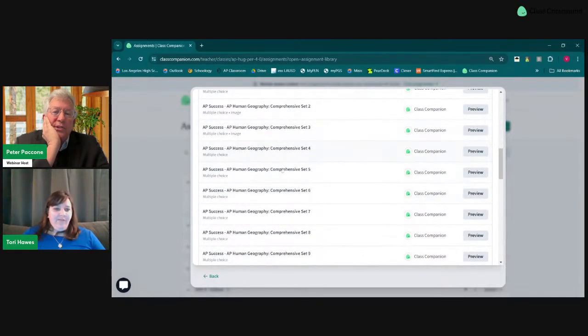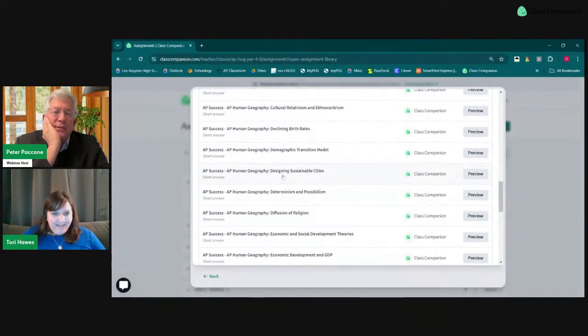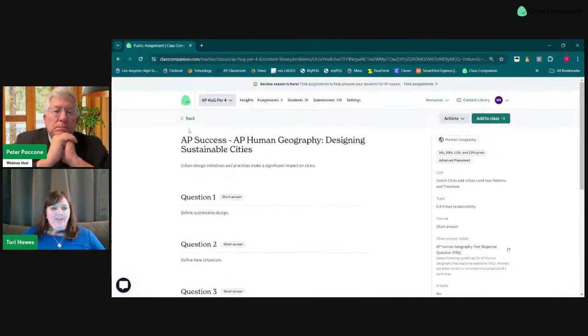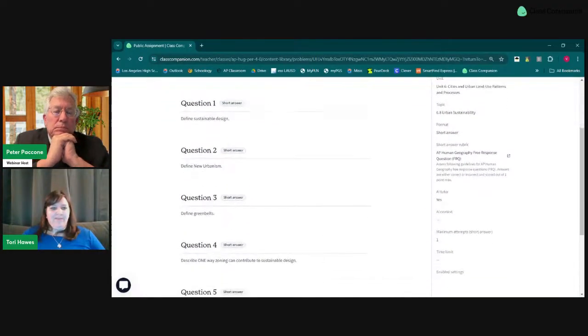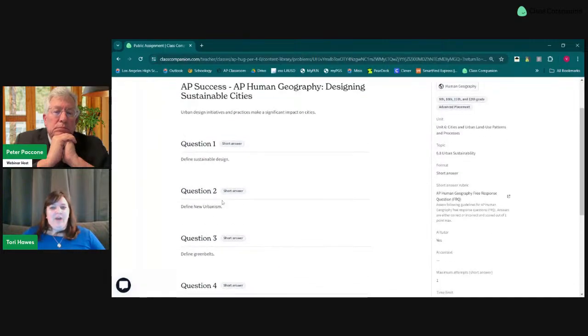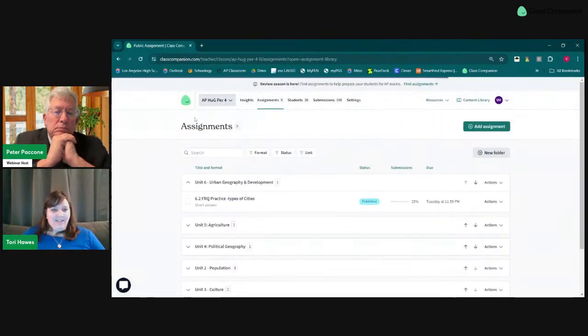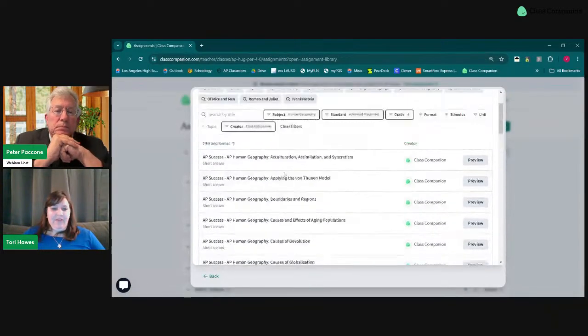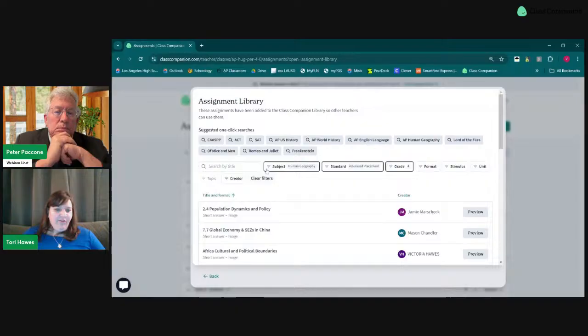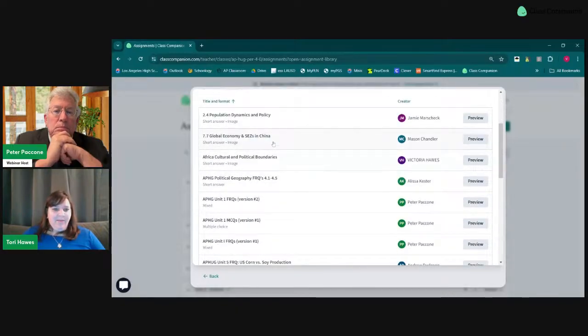Show us how that would work for something coming up. Right, let's see. Defining sustainable cities. So I don't always use the AP Success ones because a lot of times it's just define or describe, so I don't feel that helps as much to give support to the student. So I usually turn off the creator and see what's coming.